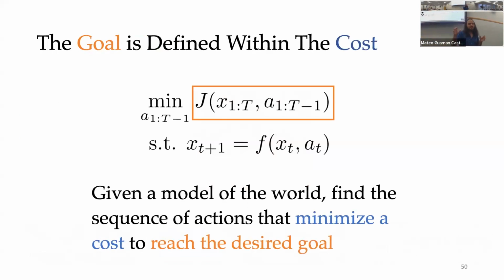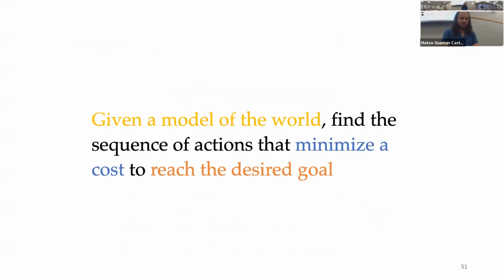The important part is that in this formulation as a trajectory optimization problem, the goal is defined within this cost function. So the cost function encodes both where we want to go and how we want to get there, and it's just a simple linear combination. There are other ways to do it, but for us, this works very well. So that's how we reach a goal and why we want to minimize this cost.